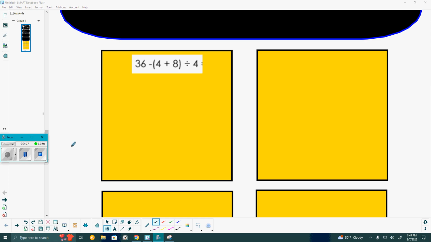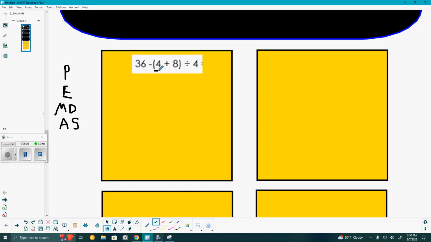Let's practice the order of operations. Our first expression here says 36 minus parentheses 4 plus 8 divided by 4. I'm going to come over here and I'm going to write out PEMDAS. So parentheses is what I saw first. So I'm going to underline the parentheses. 4 plus 8. That's 12. I can keep the parentheses if I want to, but I don't have to. Now, I drop everything that I didn't use down.